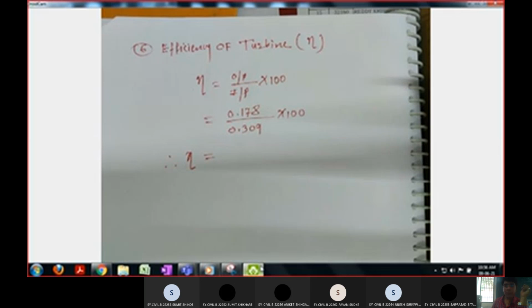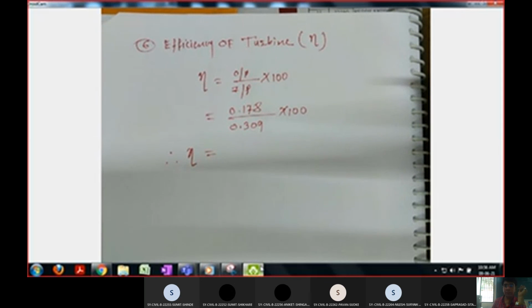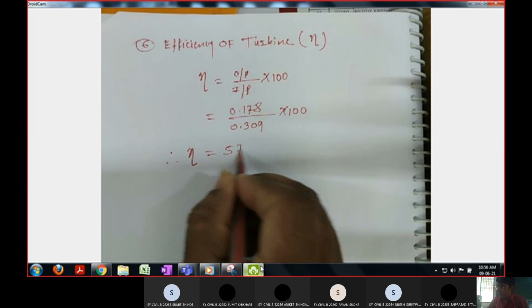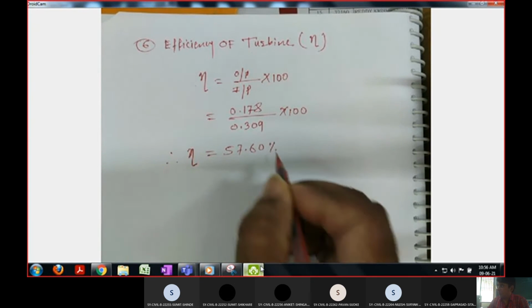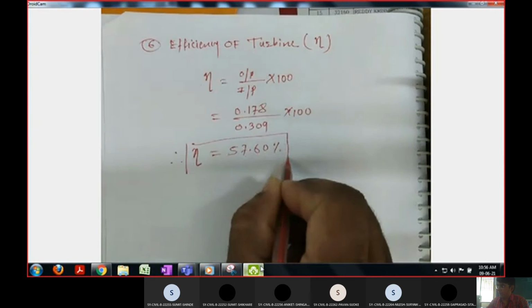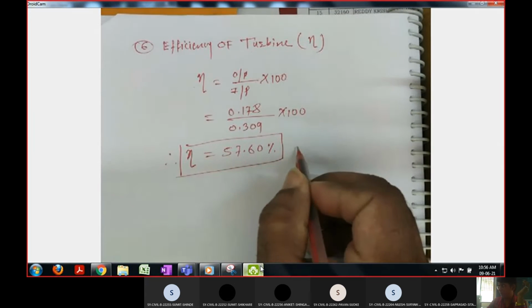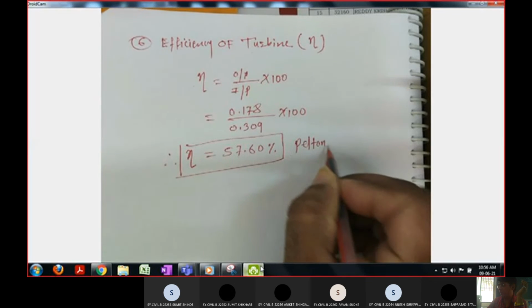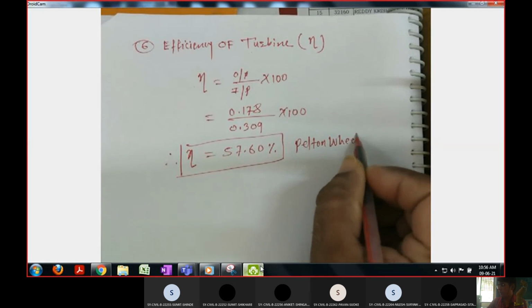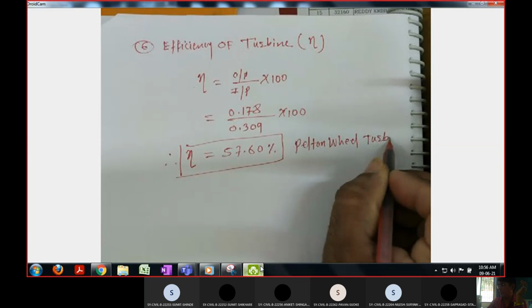So calculate the efficiency. What should be the efficiency now? किती आली efficiency? 57.6 into 100, 57.6. So this is the efficiency for the Pelton wheel turbine.